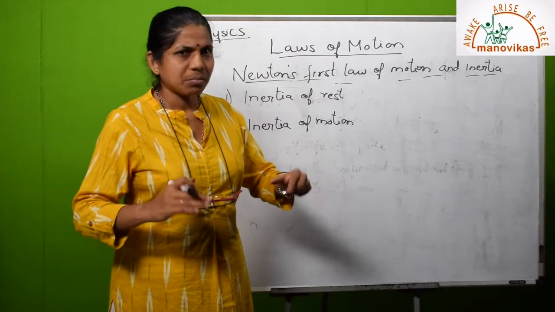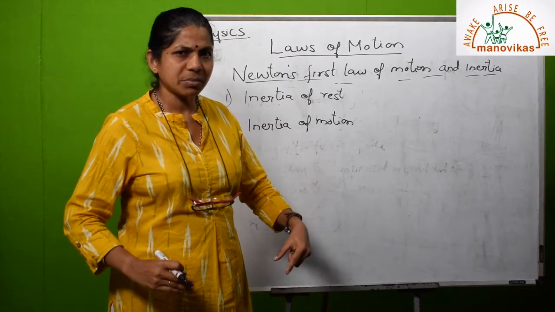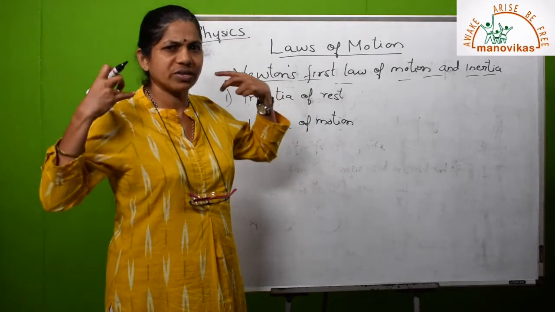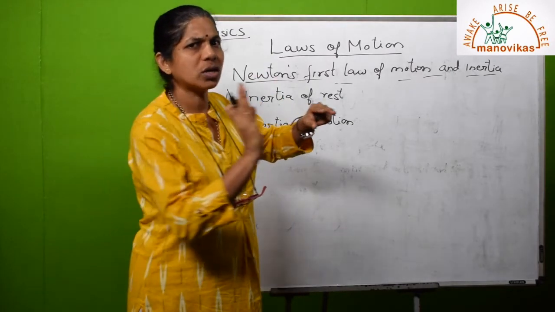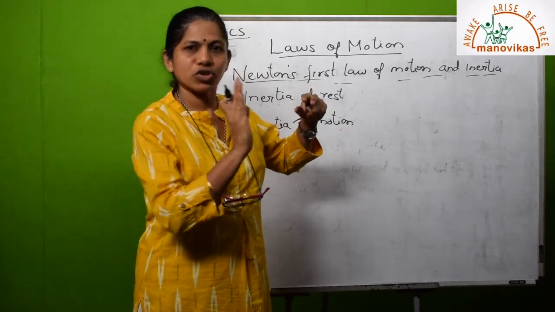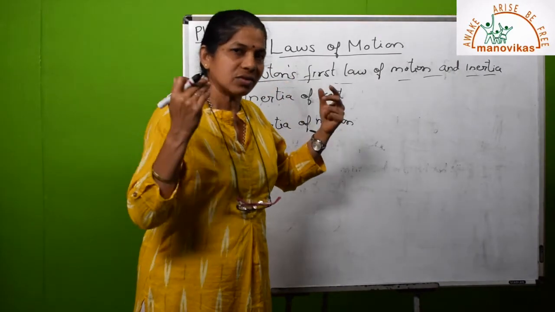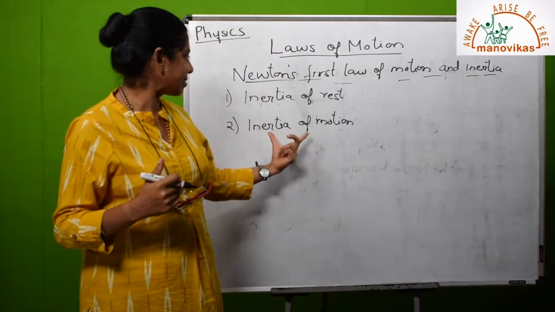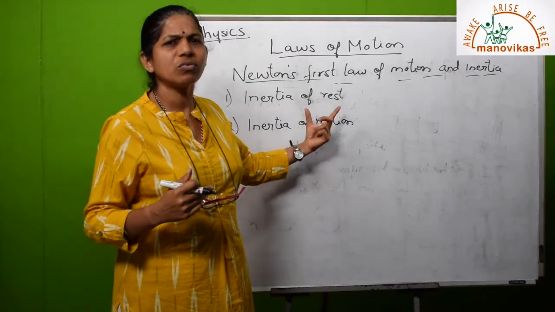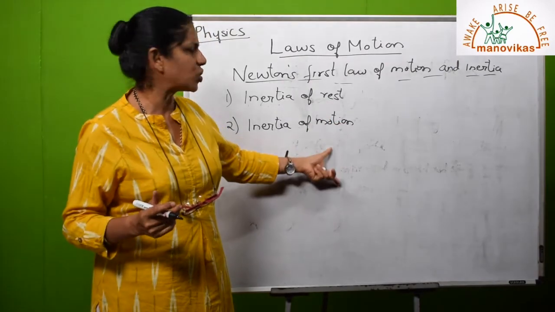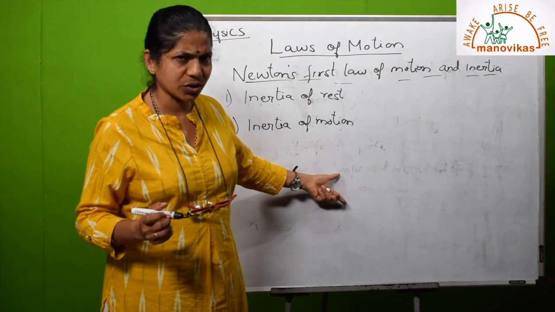The moment brakes are applied, the lower portion comes to rest, whereas the top portion tries to go along with the motion of the bus. So due to that, that person leans in the forward direction. That is another example of inertia of motion. So you can give many examples related to inertia of motion.